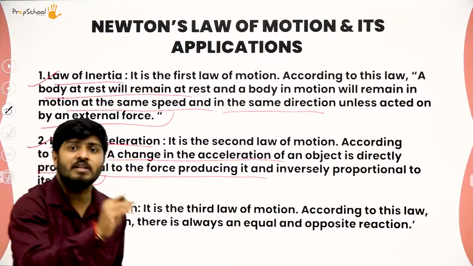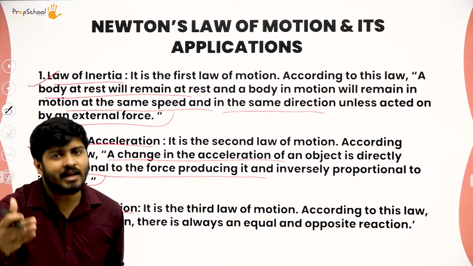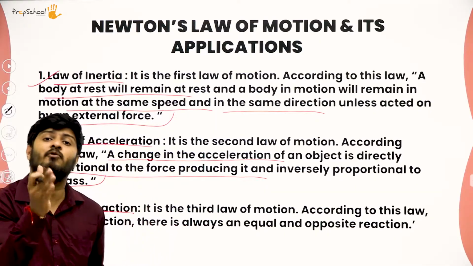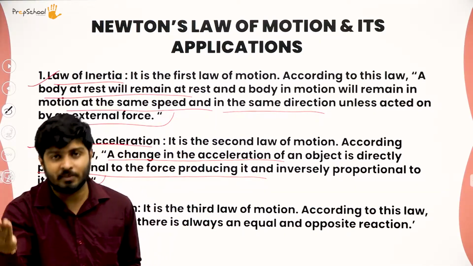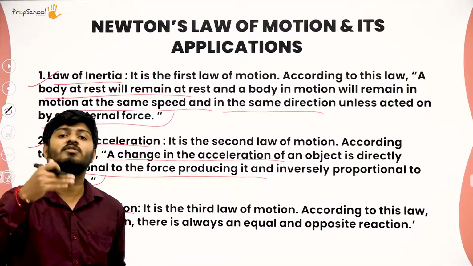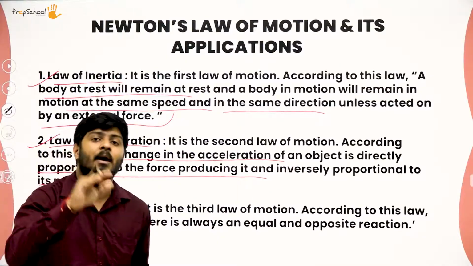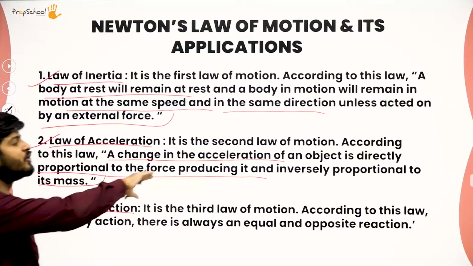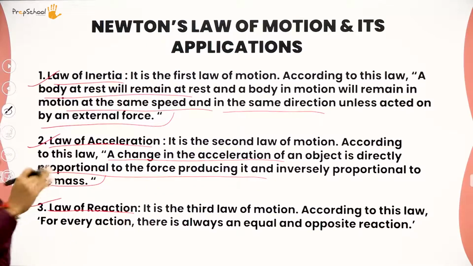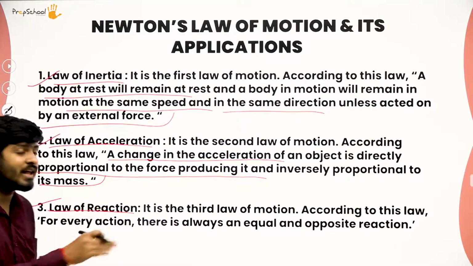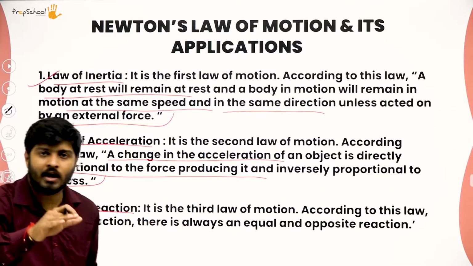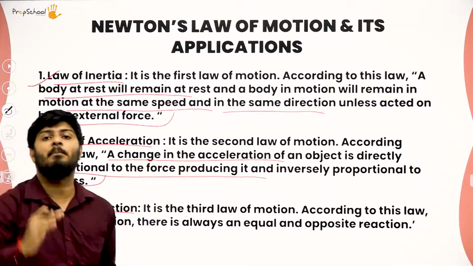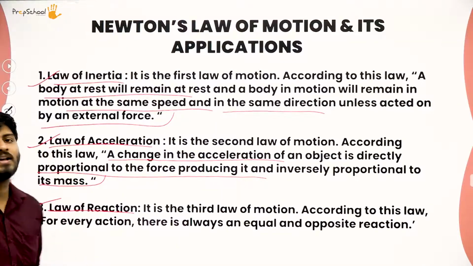How will it happen? In the first case we took two objects of the same mass. In the second case we will take two objects of different masses, but the force applied will be the same. In the first case the force was different for both objects, though the mass was the same. But in this case the mass of the objects will be different but the force will be the same. Since the law states that a change in the acceleration of an object is directly proportional to the force producing it and inversely proportional to the mass, what will happen in the second case is that the object with the lesser mass will be pushed further compared to the object with the higher mass, though the force being applied is the same. So that is what the law of acceleration states.